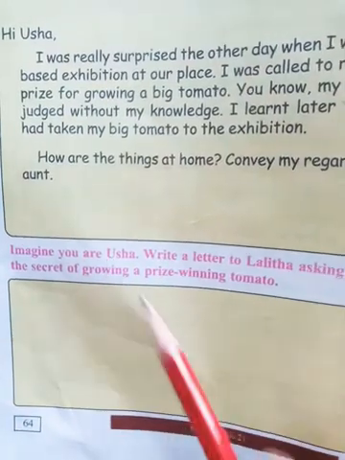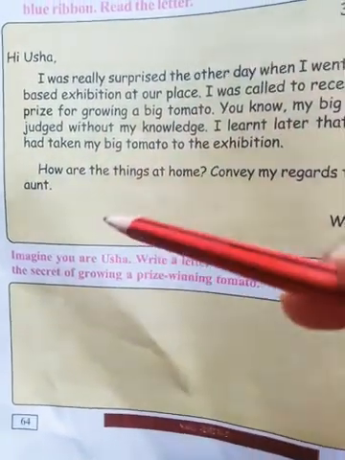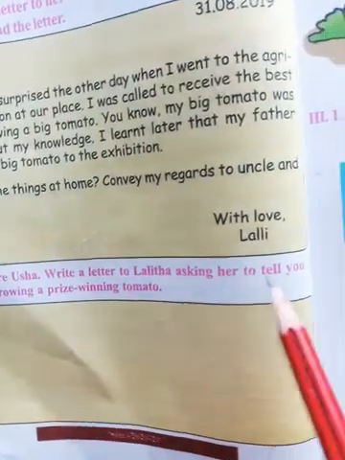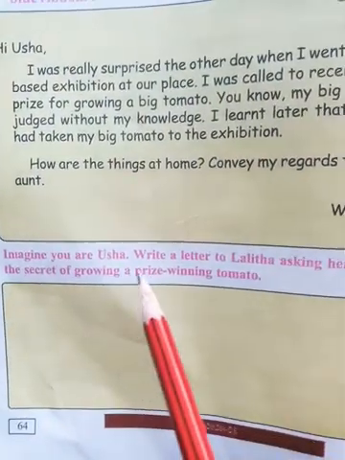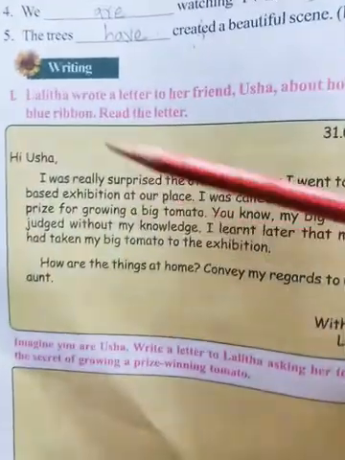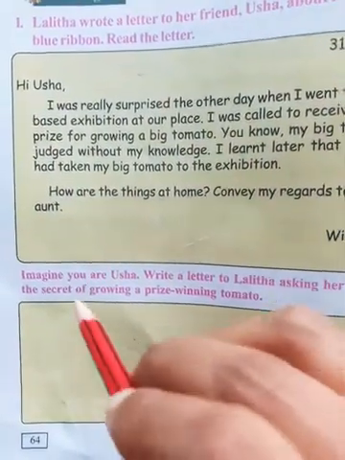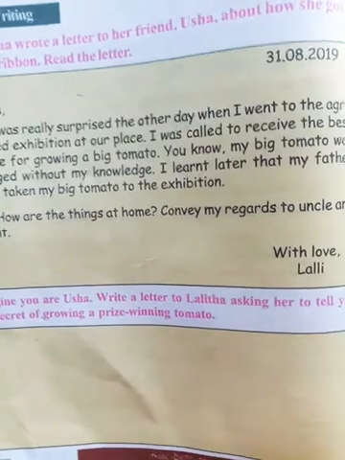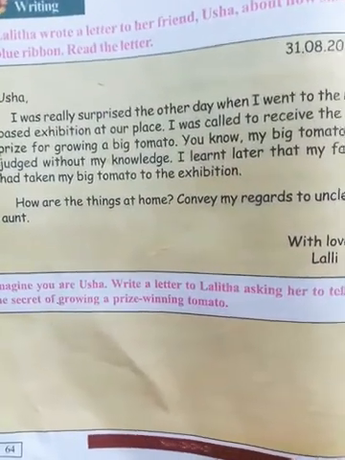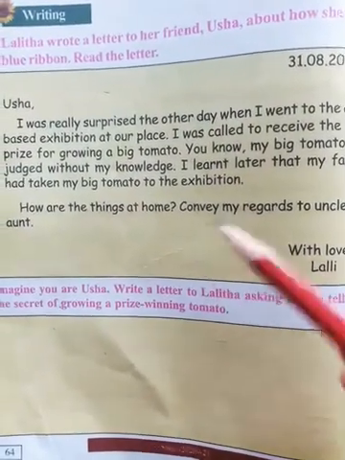Yes. So here at the end, what she wrote, with love, Lalli. So here, imagine you are Usha. Imagine you as Usha. Write a letter to Lalita asking her to tell you the secret of growing a prize-winning tomato. So here Lalita wrote a letter to Usha, right? So here we have to think ourselves as Usha, and we have to write the letter to Lalli. Why? For asking her to tell about the secret of growing a prize-winning tomato.